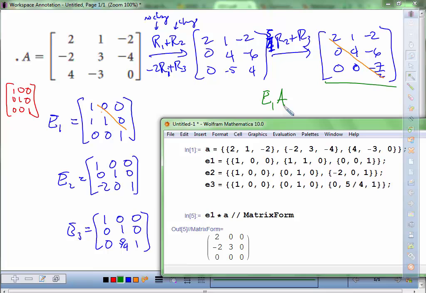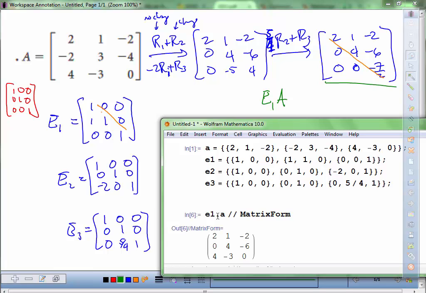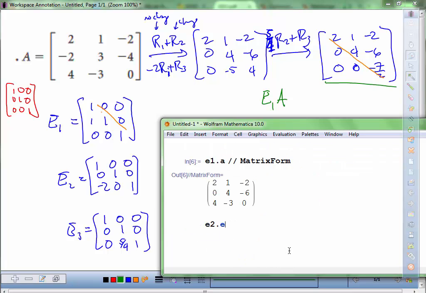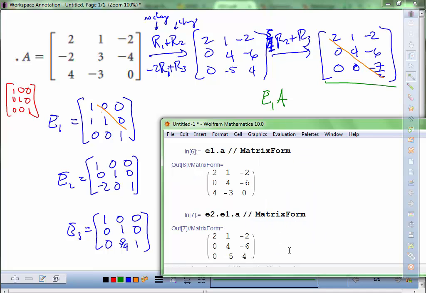I just wanted to multiply E1 times A. This is E1. Oh, I have to do dot. Okay, is this what we expected? Yes. What if we did E2 dot E1 dot A?